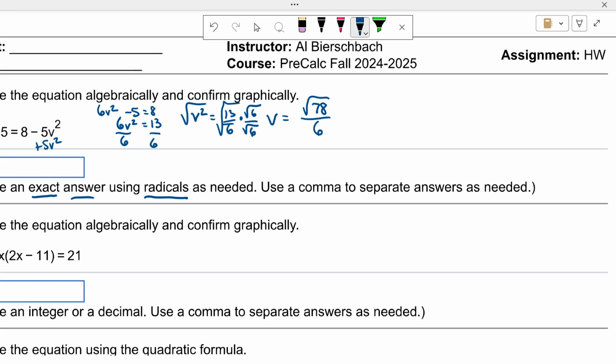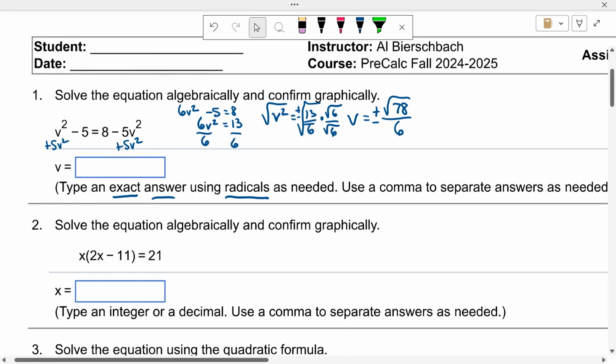Okay. We have one mistake that I made. How many answers should I have? 2. When you take the square root of an equation, you need a positive or negative. So your answers are negative square root of 78 over 6 and positive square root of 78 over 6. Okay, we solved that equation.